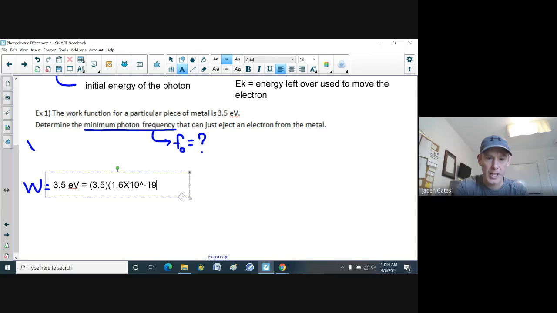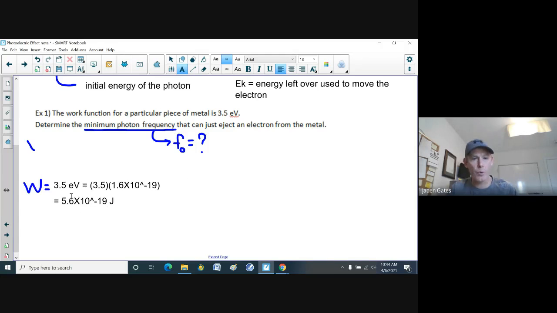I'm going from electron volts back to joules. And that is going to equal, let me grab a calculator. I end up with 5.6 times 10 to the power of negative 19 joules. So that is how much energy is required to remove an electron from this piece of metal.